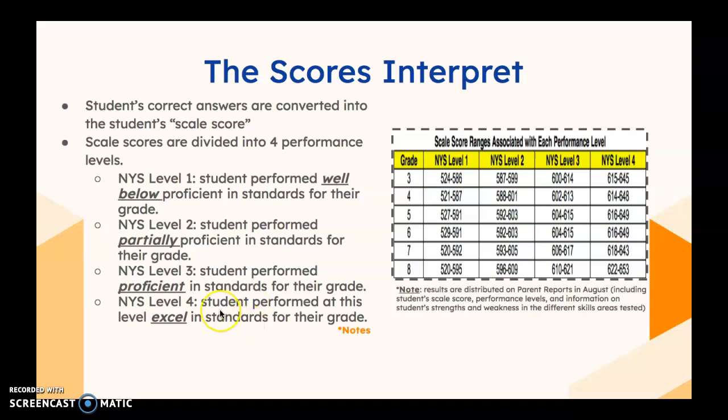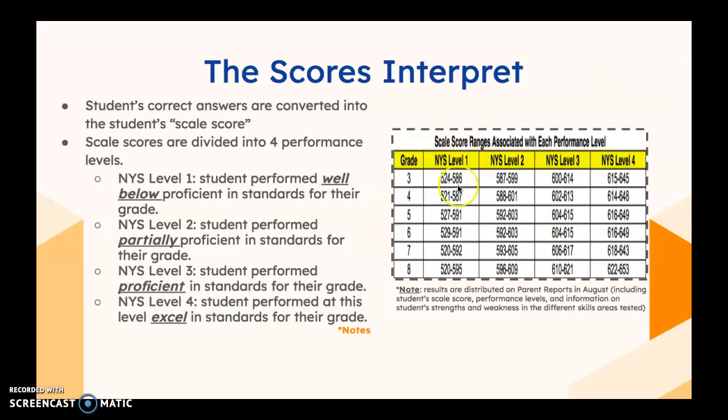And lastly, at a level 4, the students perform at this level, excel the standards for their grade. So that means that the student demonstrated knowledge, skills, and practices embodied in the New York State Common Core learning language standards for math, and that is considered more than sufficient for the expectation for this grade.